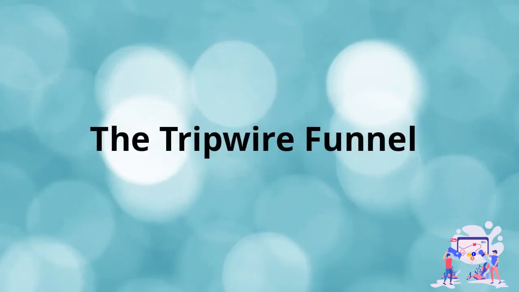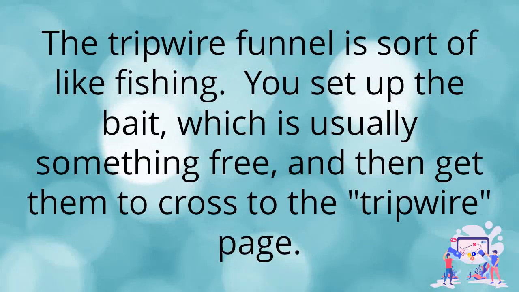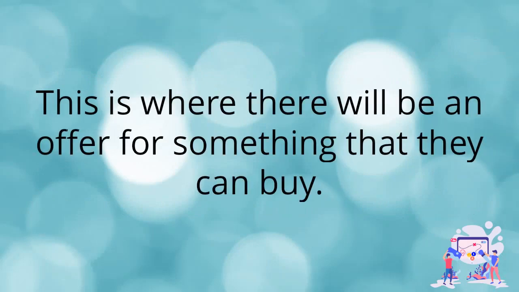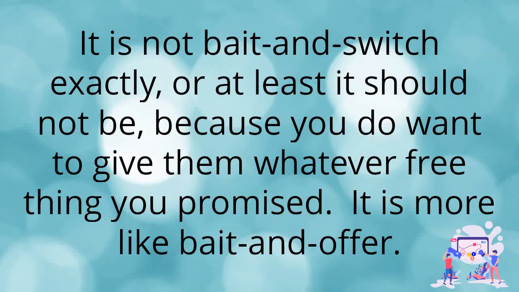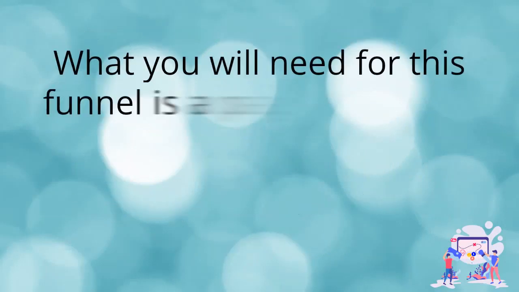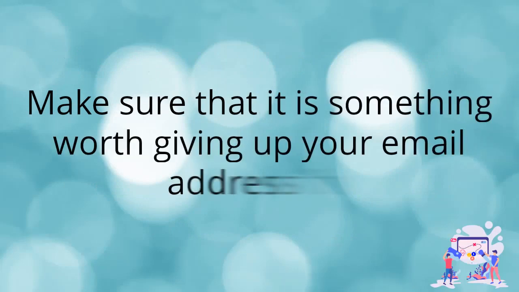The next type of funnel is the Tripwire Funnel. The Tripwire Funnel is sort of like fishing. You set up the bait, which is usually something free, and then get them to cross to the Tripwire page. This is where there will be an offer for something that they can buy. It is not bait and switch exactly, or at least it should not be, because you do want to give them whatever free thing you promised. It is more like bait and offer. What you will need for this funnel is a page where they get something for free, probably by entering their email address. Make sure that it is something worth giving up your email address for.